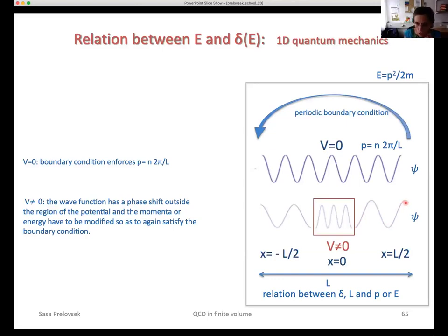But in order to satisfy this periodic boundary condition, the momentum here outside the region of potential will have to change. So you can already see from there that there will be a relation between the phase shift, the size of the box, and the momentum, right? And the momentum is related to the energy in this way anyway, outside the region of potential. So from this, you can see that there will be a relation between phase shifts, volume, and momentum or energy.